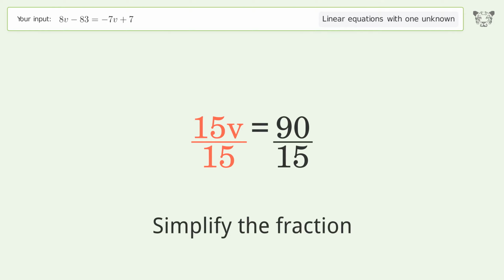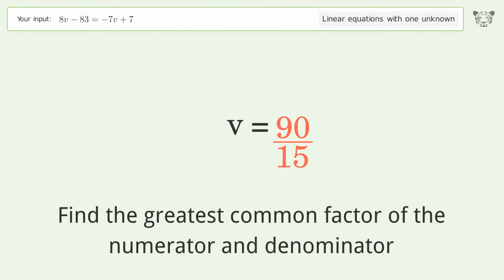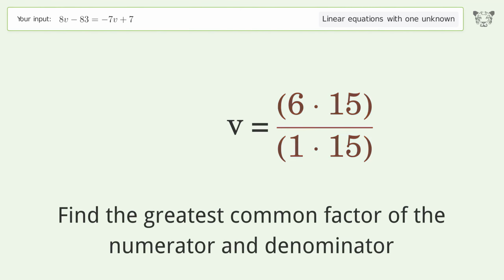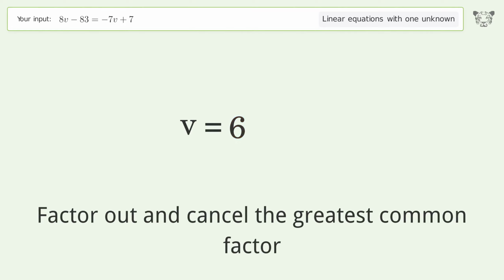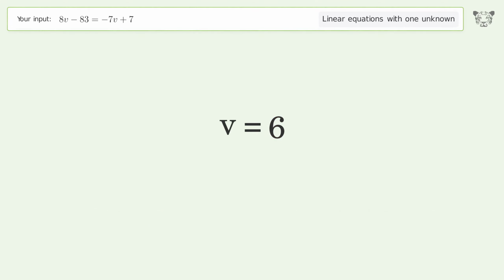Simplify the fraction. Find the greatest common factor of the numerator and denominator. Factor out and cancel the greatest common factor. And so the final result is v equals 6.